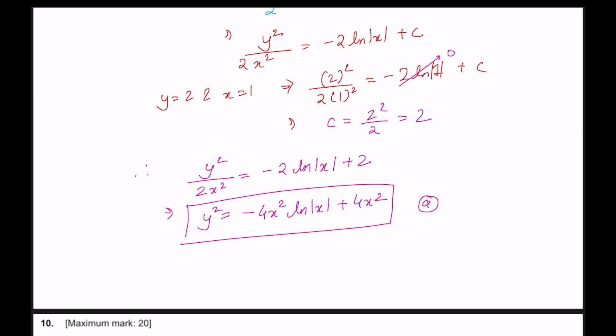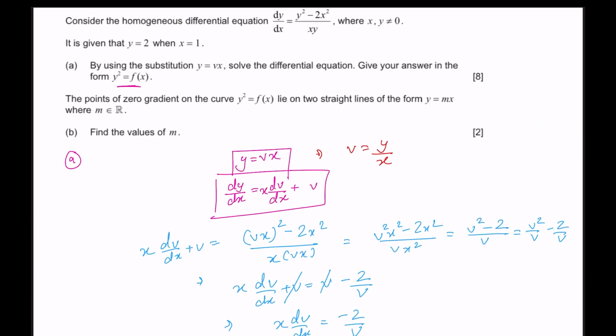Right? Now in part B, the points of zero gradient to the curve lie on two straight lines y equals mx, where m belongs to R. Find the values of m. So the gradient of this curve will become 0 when dy by dx equals 0.